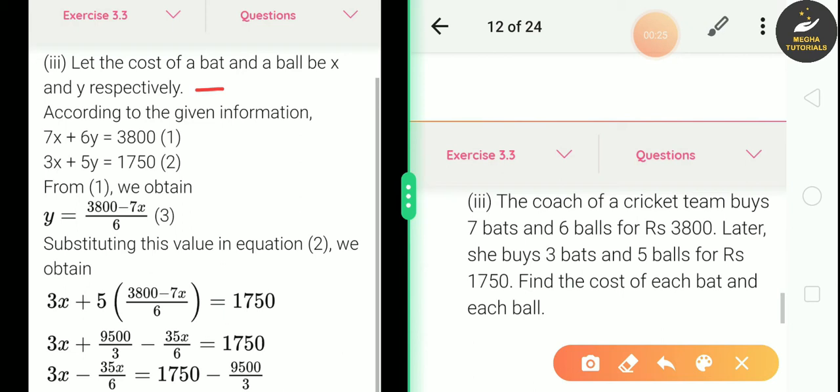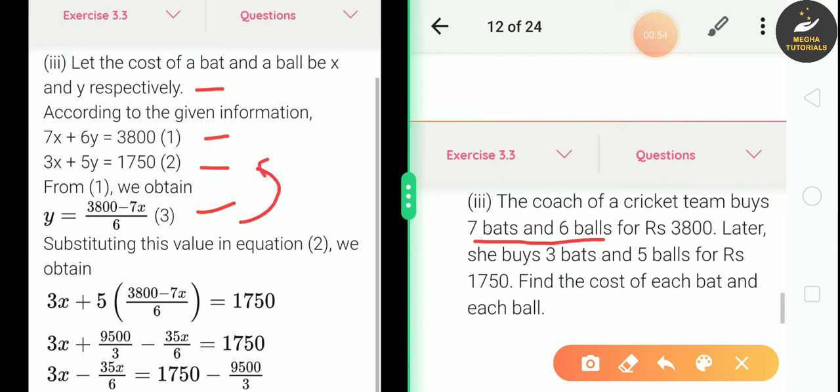So according to the conditions, the first condition is 7 bats and 6 balls for rupees 3800. So we can write 7x plus 6y is equal to 3800, equation 1. And from the second condition we can write 3x plus y is equal to 1750. From equation 1 we can write the value of y is equal to (3800 minus 7x) upon 6.